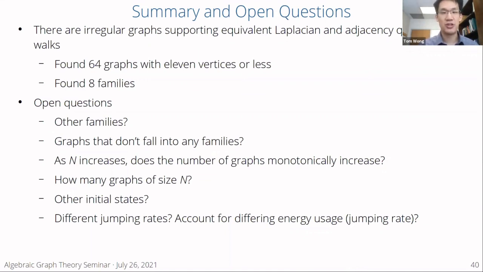And so if you actually want to walk these 2 types of walks in the same manner at the same pace, you have to rescale time for them. And that's going to completely change which graphs would support equivalent walks. These are just some ideas that I have for some open questions.